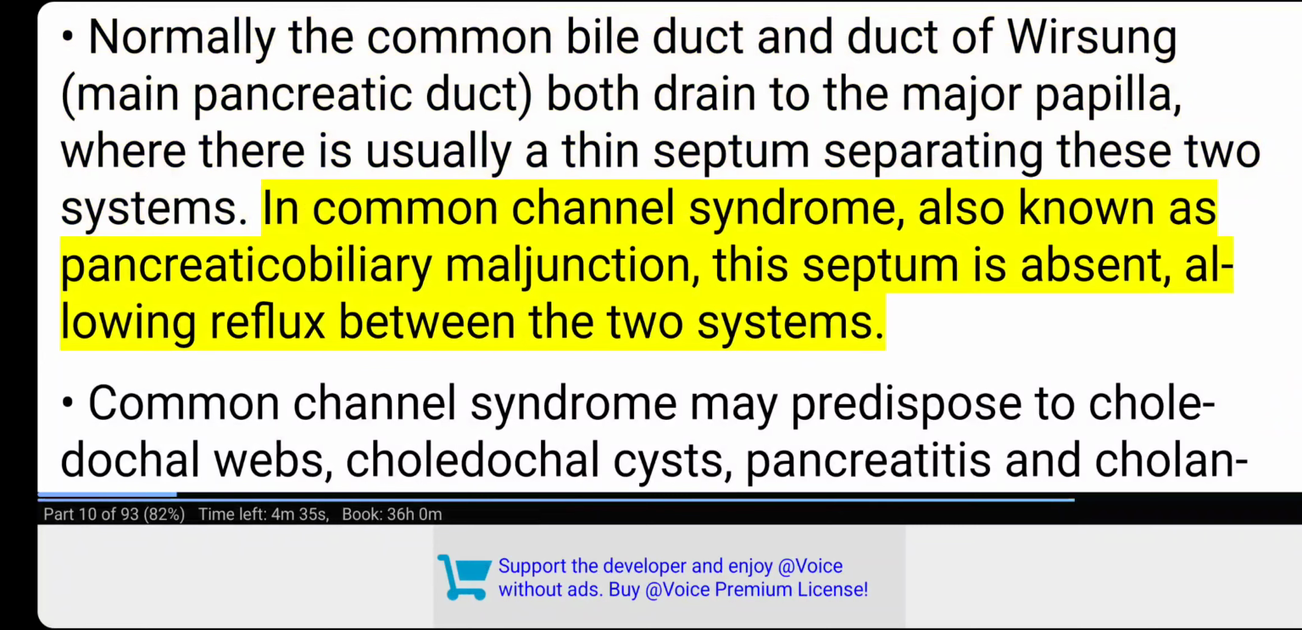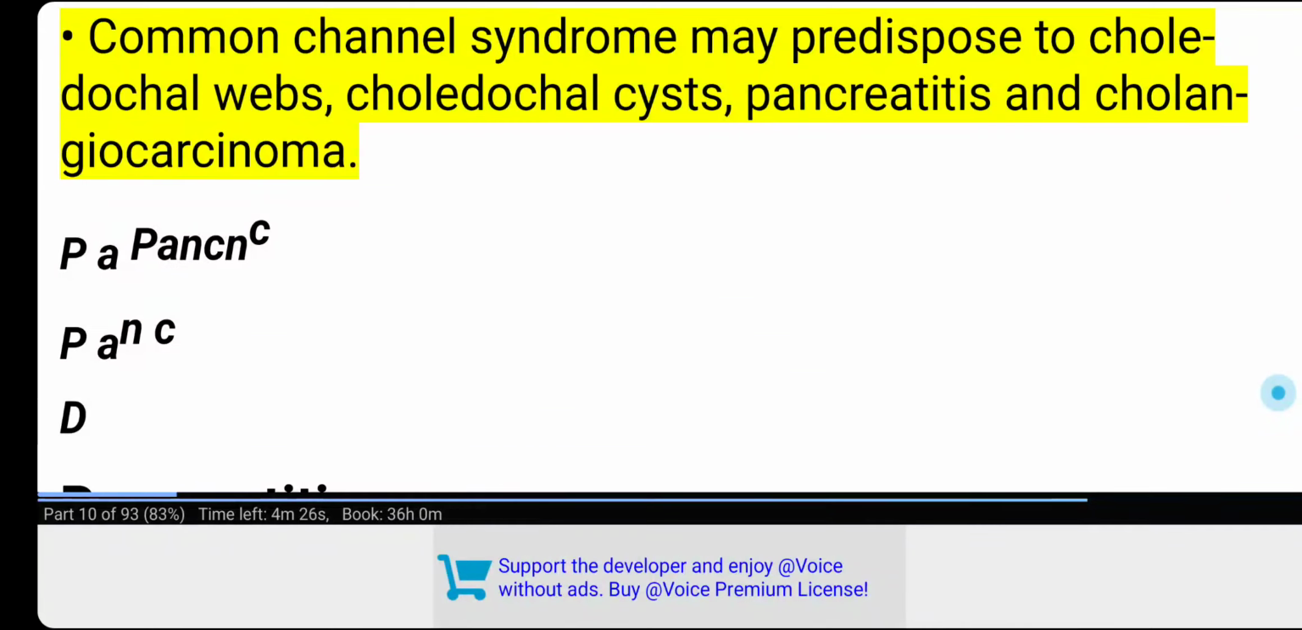In common channel syndrome, also known as pancreaticobiliary maljunction, this septum is absent, allowing reflux between the two systems. Common channel syndrome may predispose to choledochal webs, choledochal cysts, pancreatitis and cholangiocarcinoma.